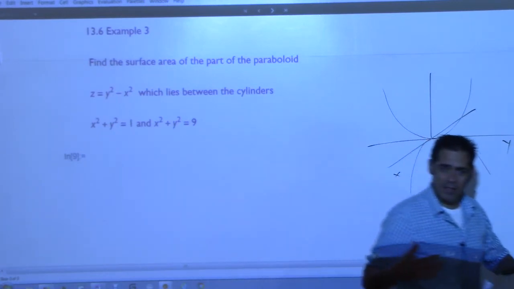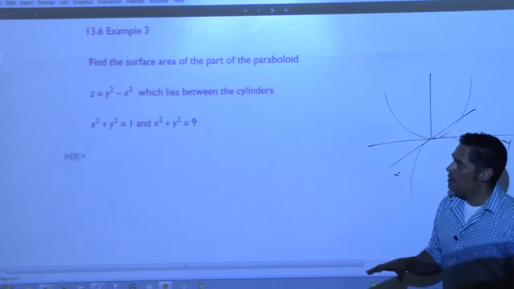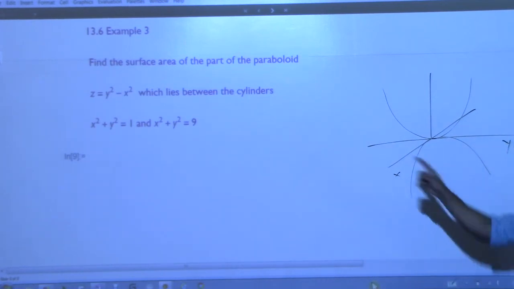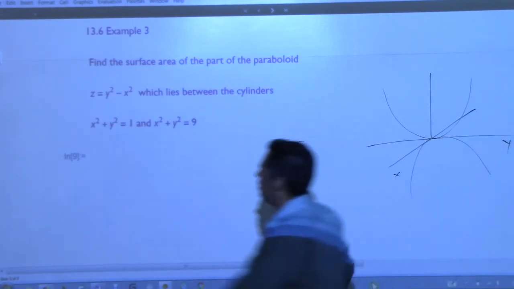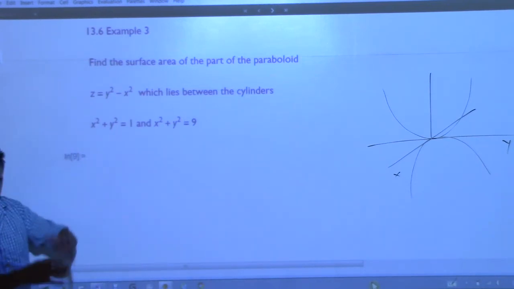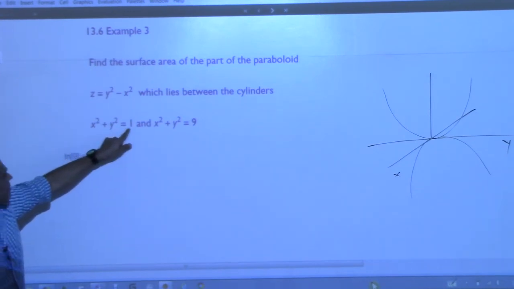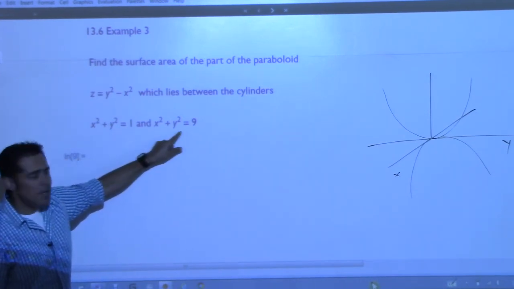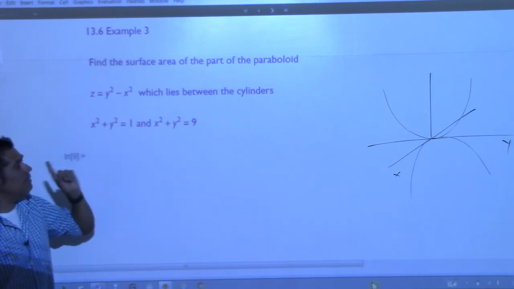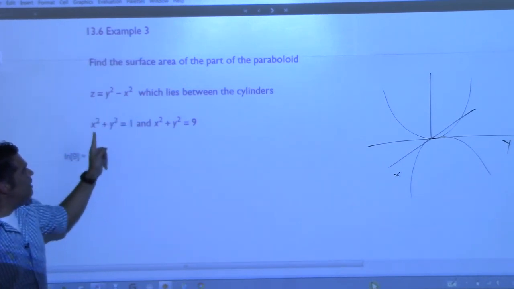Do y'all kind of visualize that? A little bit? Yeah. Okay. So you got this saddle shape, and you want the surface area of that saddle, but only between these two cylinders. So these cylinders open which way? Like up, right? Like through the z-axis is the center. This one has a radius of 1. This one has a radius of 3. So you're trying to find the area of this surface, but only between these two.